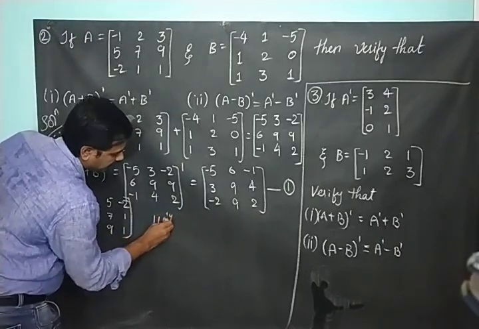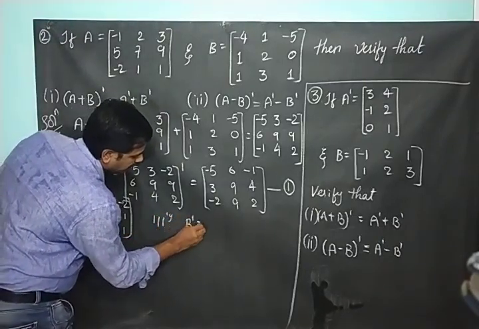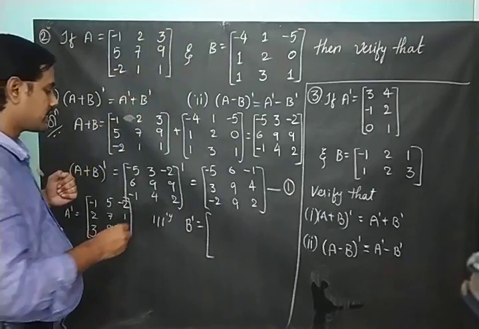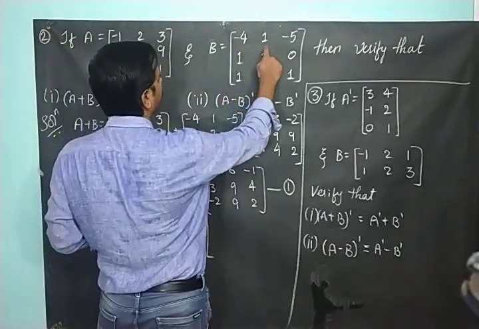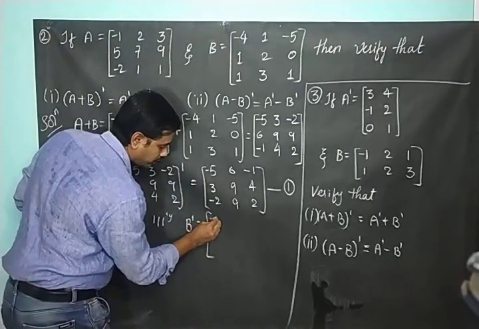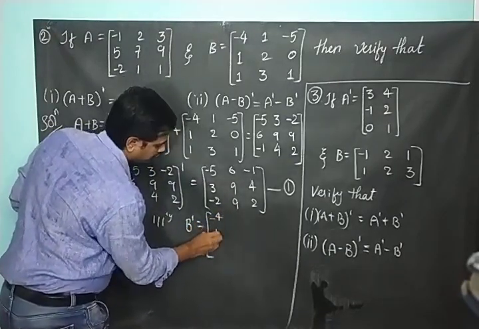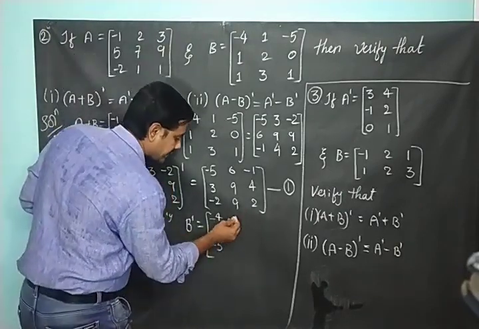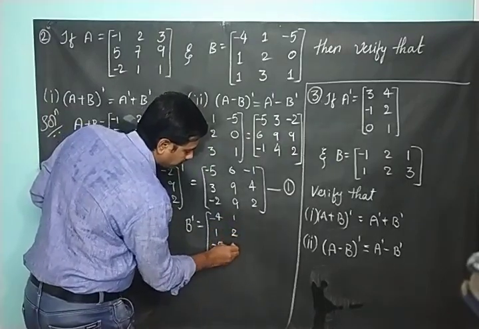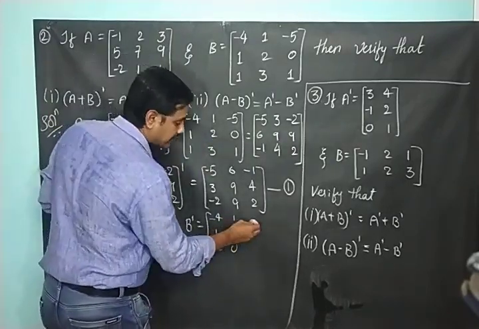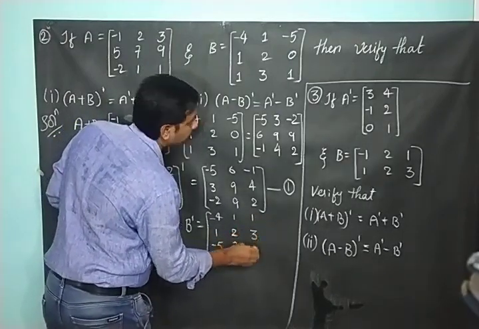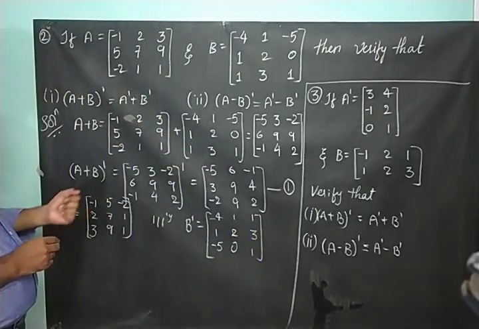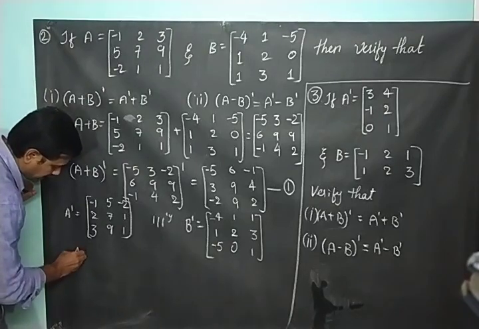Similarly, what is B dash? We know B here, so we can easily write B dash. The first row is minus 4, 1, minus 5. Let us write it as the first column: minus 4, 1, minus 5. The second row is 1, 2, 0. Let us write it as the second column. Third is 1, 3, 1. Let us write it as the third column. So this is our B dash. We have A dash, we have B dash. Right? What is A dash plus B dash?